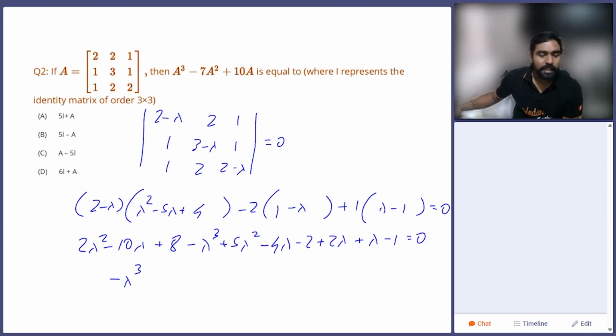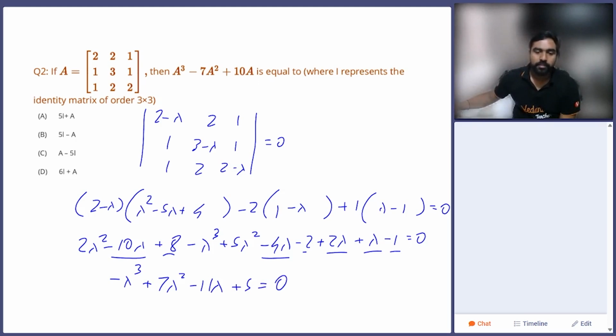So what does this look like? That's minus lambda cube plus 7 lambda square minus 10 minus 14. Then you have a plus 1, that's minus 11 lambda. And lastly, what do you have? 8 minus 1 and a minus 1 over here, that's plus 5 equals to 0.